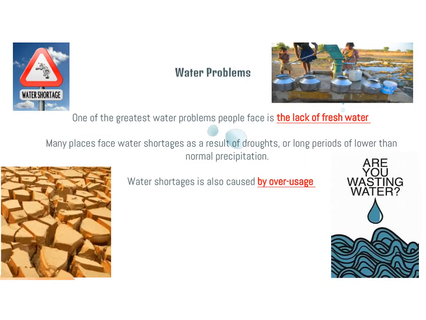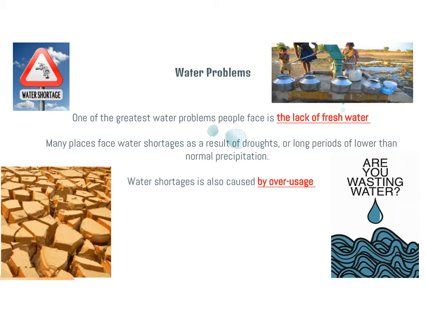What are the major problems that we are facing with water? The most important problem is what we call the water shortage. So many people are facing the lack of fresh water, and many places face water shortages as a result of droughts or long periods of lower than normal precipitation rates. So in most areas where the precipitation rate is very low, or where it doesn't rain unless at a very low rate, these areas will be suffering from water shortages.